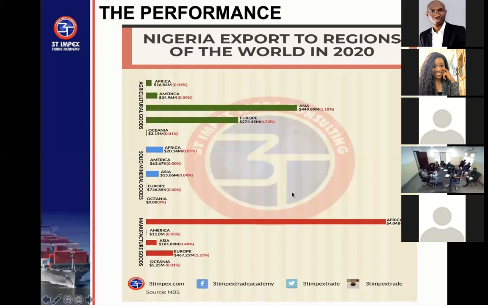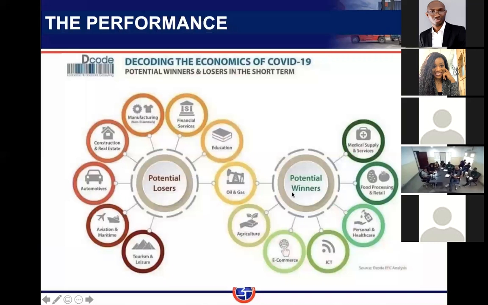Look at the product you will see. You see this product? These are the winners during COVID. Who are the winners? These are the winners. Medical supplies, food processing, personal and healthcare products, e-commerce, ICT, agri. That is what is selling. That is what we are selling.